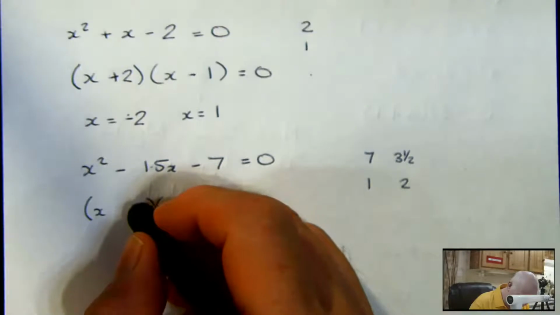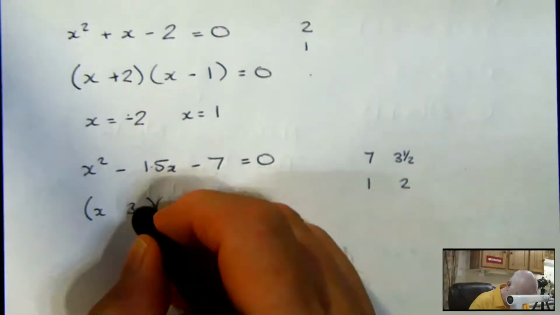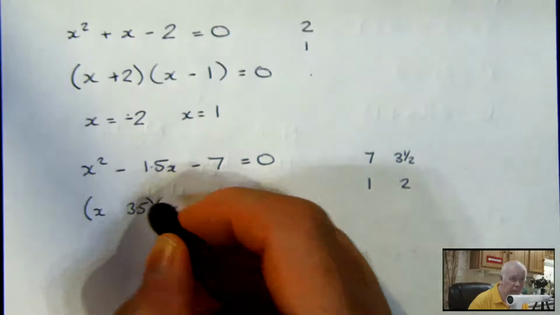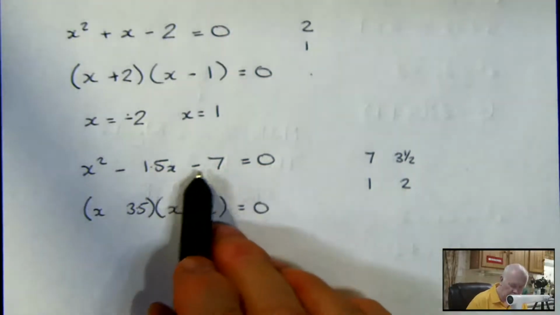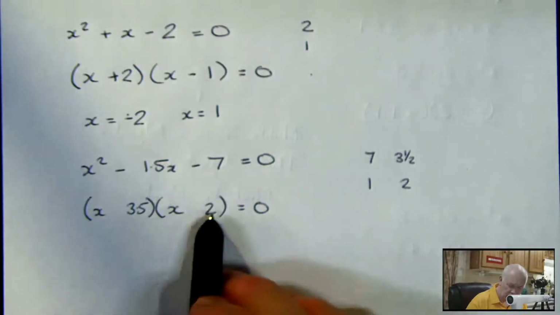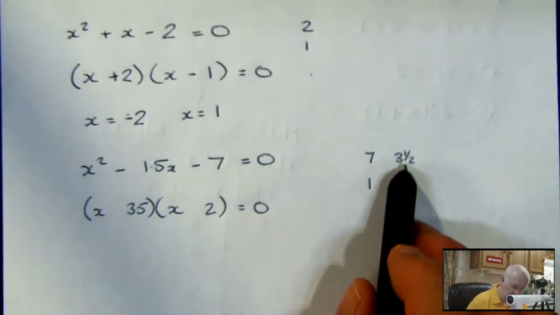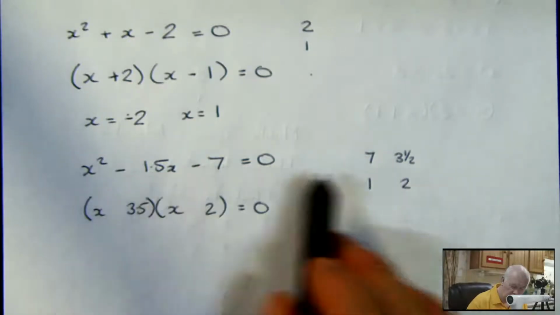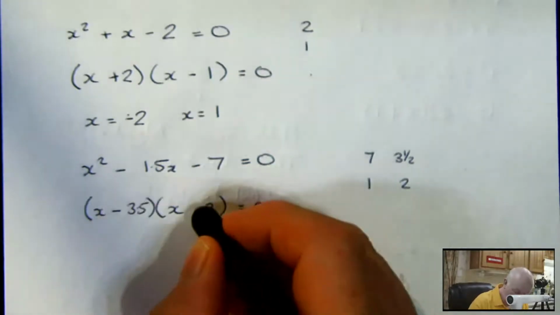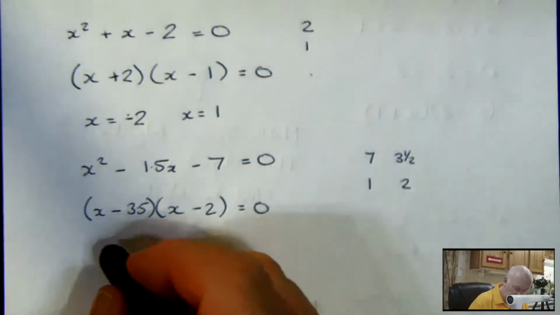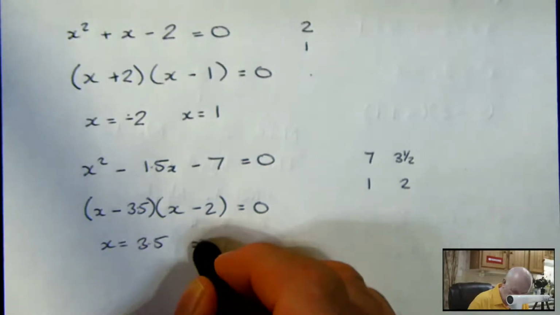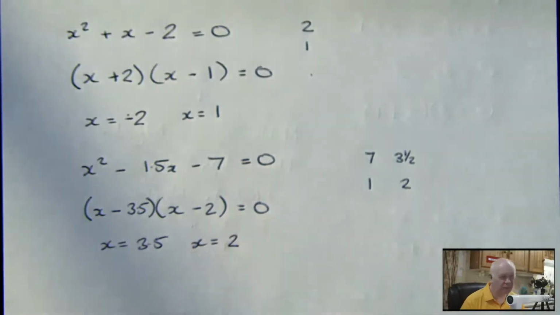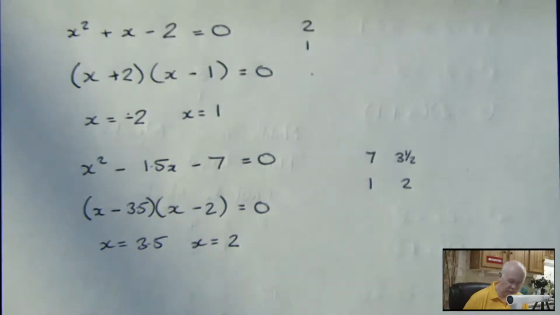I can put in my numbers of 3.5 and 2. Now, which one's going to be the negative? Well, my largest number is the negative. And there we have it. So I've now got x equals 3.5 and x equals 2. Really not a nice sum to try and work out.